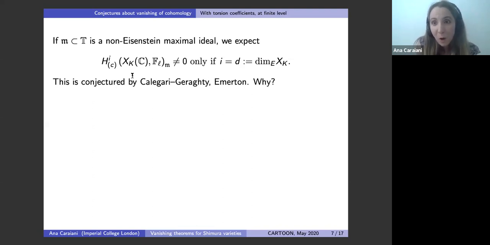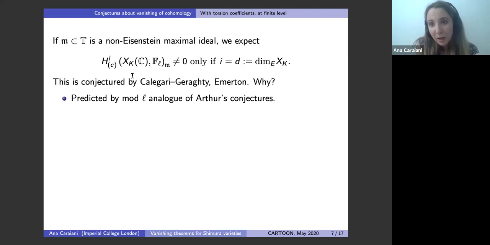And you might ask, okay, why would you expect something like this? And so one reason is, okay, so I said that in characteristic 0, this kind of vanishing result is predicted by Arthur's conjectures. And these days, now that we know, for instance, the existence of Galois representations attached to torsion classes, we're really moving towards understanding what a mod L Langlands program might mean. And so if you want to formulate a mod L analog of Arthur's conjectures, you might expect that something like this holds true, even for this mod L cohomology.